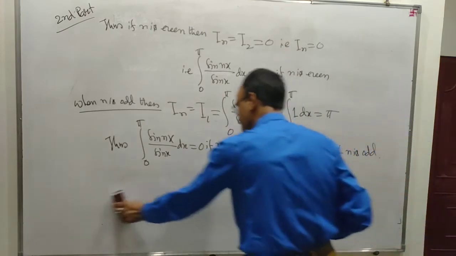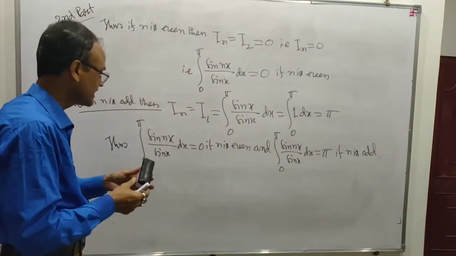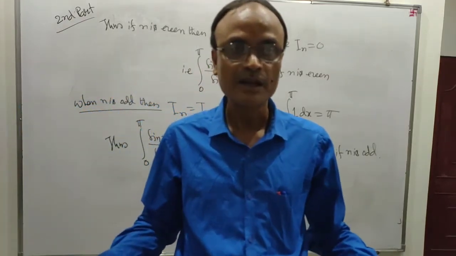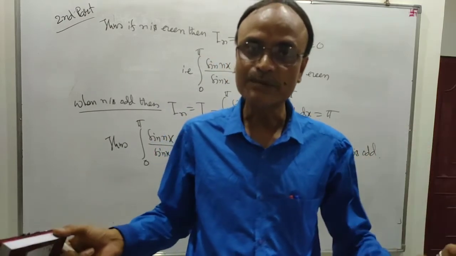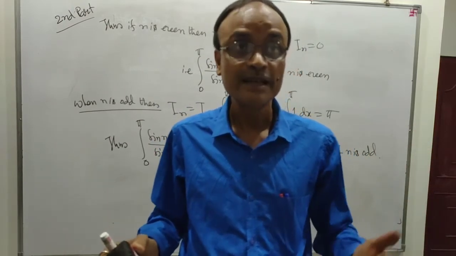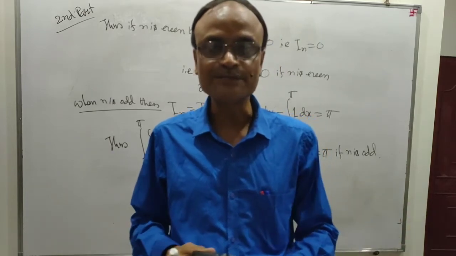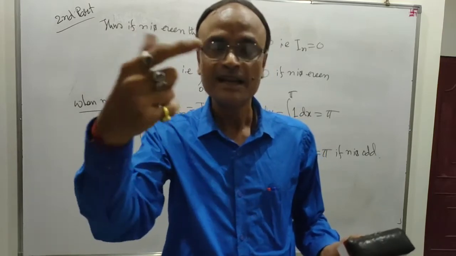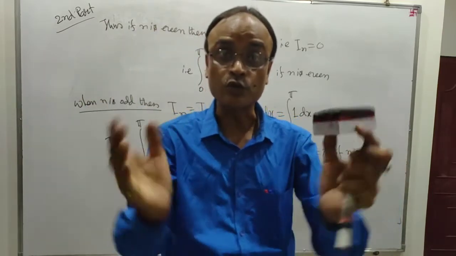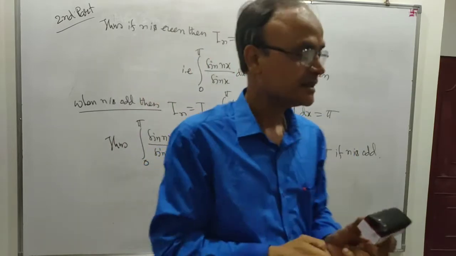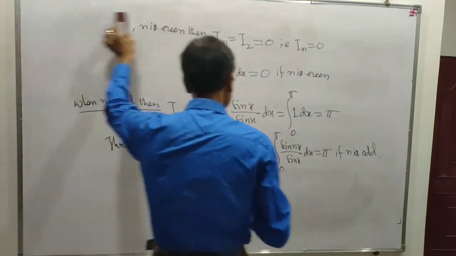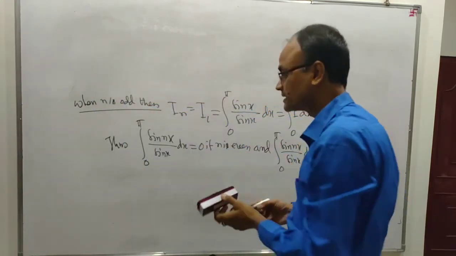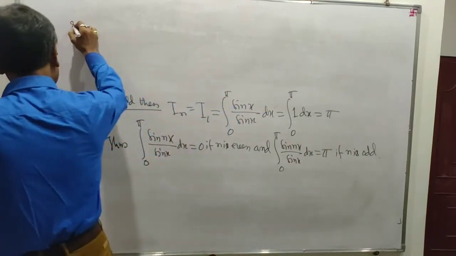You should write it down. Integration 0 to pi sin nx divided by sin x is equal to 0 when n is even, and equal to pi when n is odd. The second part has been proved. And the third part was, what was the third part? We have to show that integration 0 to pi of sin nx divided by sin x, whole square, is equal to n pi. The third part is this. Now we are going to prove the third part.